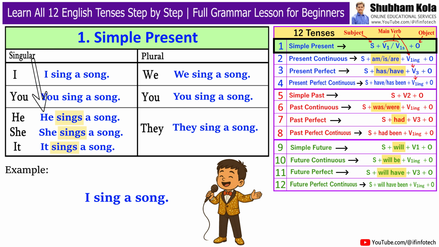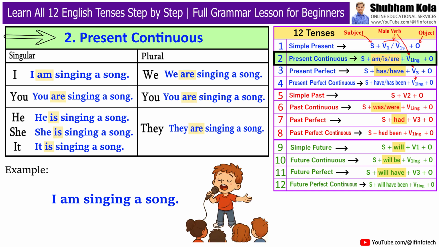Now see here, if the subject is he, she or it, we add s to the verb. So he sings a song. That little s is very important. Now second is present continuous tense. Now let's say I am standing in front of you right now and I am actually singing. Then I will say I am singing a song. This means the action is happening right now. Just remember, use am with I, is with he, she, it, and are with we, you and they.